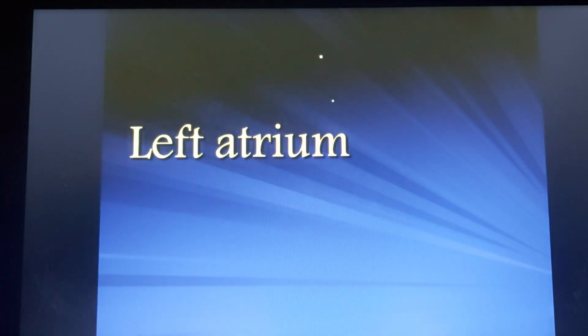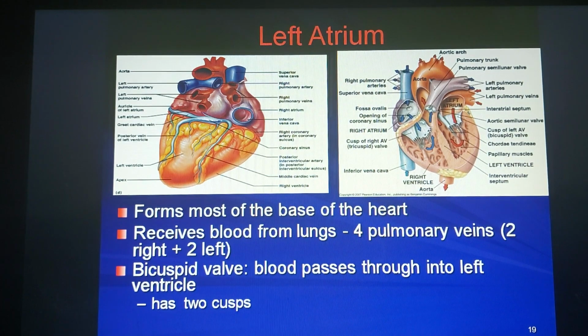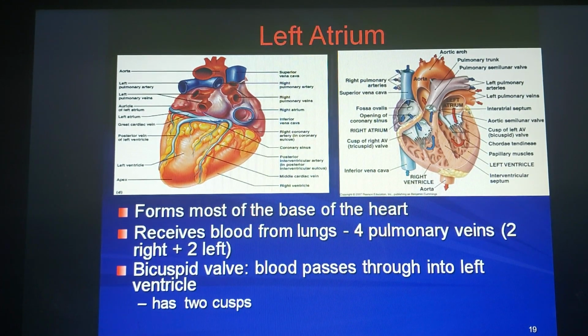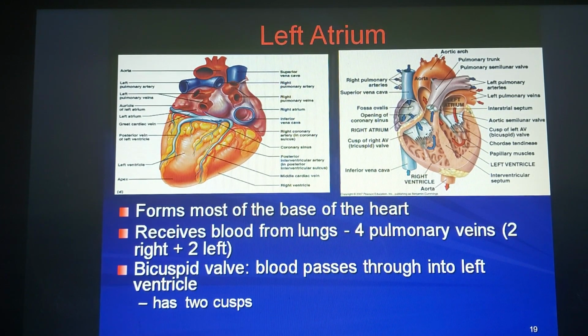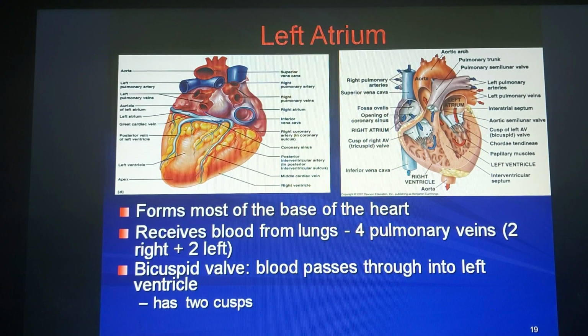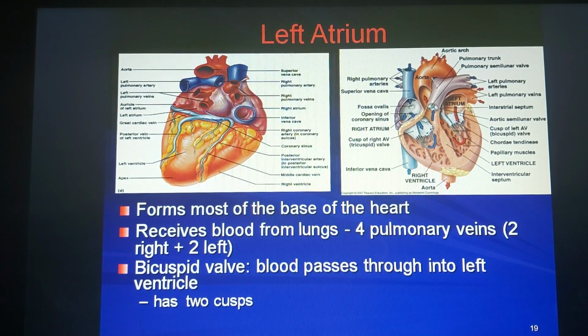The left atrium forms most of the base of the heart. It receives blood from the lungs, mainly by the 4 pulmonary veins. Blood within the left atrium enters into the left ventricle by the bicuspid valve. So this is about the right atrium and left atrium.